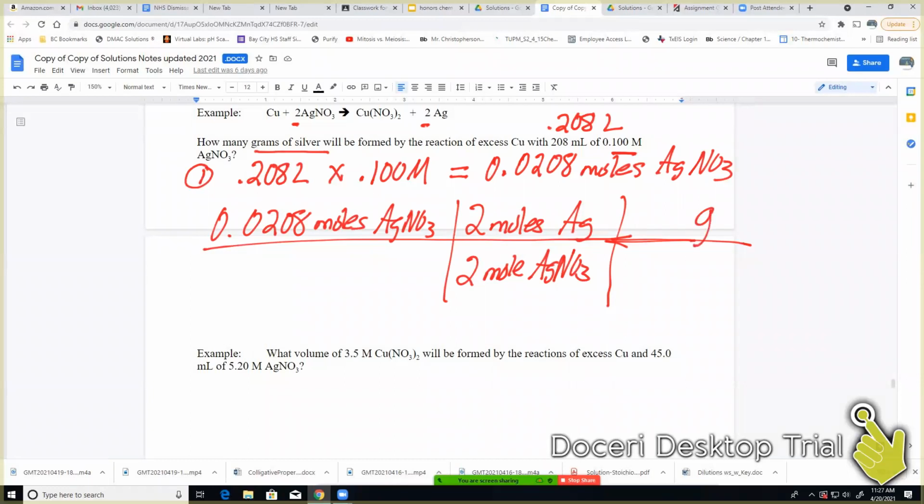I want to get to grams, so the last step I would use is the molar mass, which is 107.81 grams per 1 mole, and that's the molar mass of silver. Moles of silver nitrate cancel, moles of silver cancel. I'm just left with grams of silver, so I'm going to multiply across and divide by 2. 3 sig figs, so my answer ends up being 1.12 grams of silver.